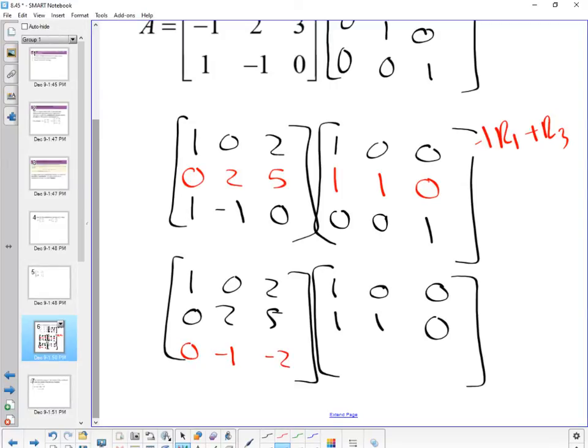Wait, why would you want to do that? You already have a 0 right there. Well, I need to make it easier. Remember the process? Start here, work your way down. Then go there, work your way down. Then go there, work your way down. Okay?